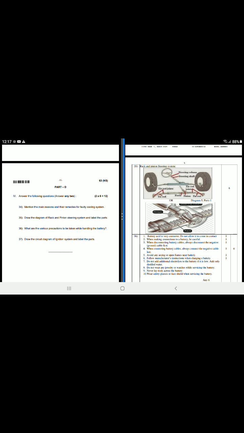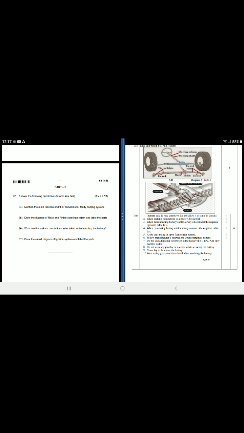Okay, then what are the various precautions to be taken while handling the battery? So the battery acid is very corrosive, so do not allow it to come in contact with skin. When making connections to a battery, be careful. When disconnecting battery cables, always disconnect the negative cable first, and when connecting battery cables, always connect the negative cable last, and avoid any arcing or open flames near the battery.